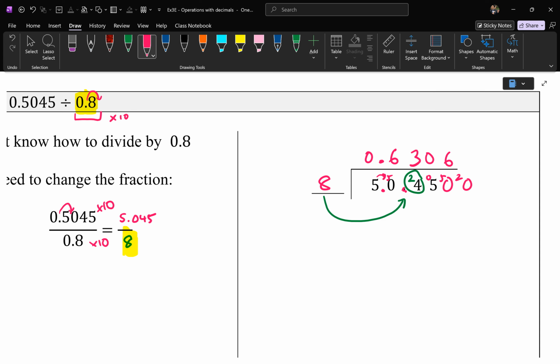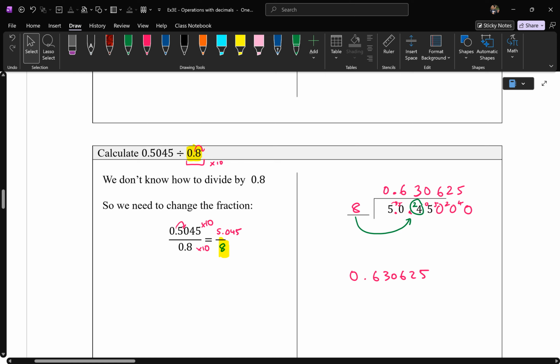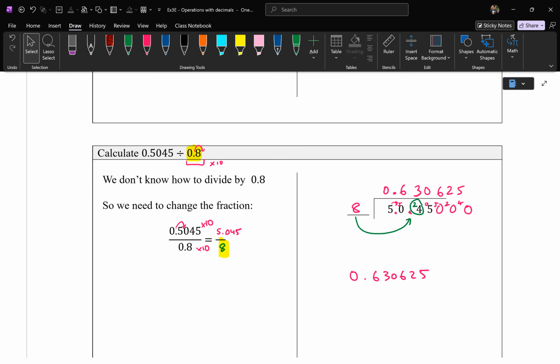It feels like there's a pattern, but it's not. Remember, you've got to carry on a 0. How many 3s into now 20? 2. Remainder 4. And then finally put on this last 0. That's a 40 now. How many 8s in 40? 5. So the decimal answer should be 0.630625. When I say, what is 0.5045 divided by 0.8? I've changed the problem to 5.045 divided by 8. And it's a lot easier.